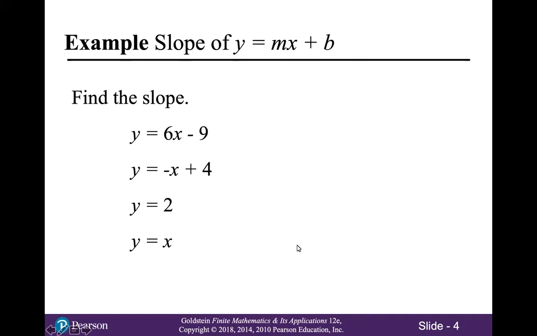So for the first one, m is 6. For the second one, m is negative 1. Think of this as negative 1x plus 4. For the third one, m is actually 0. Notice that you don't see an x term over here, so you can think of this as y equals 0x plus 2. And then finally, m equals 1, because you can think of this as y equals 1x plus 0.